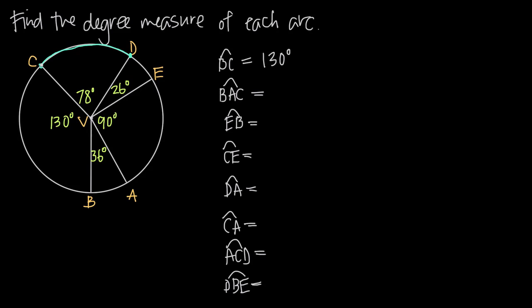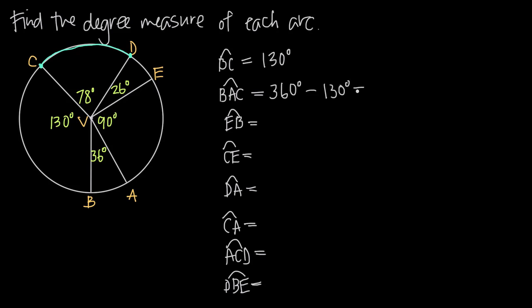And when we're finding the degree measure of a major arc, instead of adding 36 degrees, 90 degrees, 26 degrees, and 78 degrees, what we can do is just take the degree measure that's outside of that arc, in this case 130 degrees, and subtract that from 360 degrees. Because remember, all the way around the circle is 360 degrees, so when we want a major arc, we just take 360 degrees and then subtract the excluded arc, in this case arc BC, or 130 degrees.